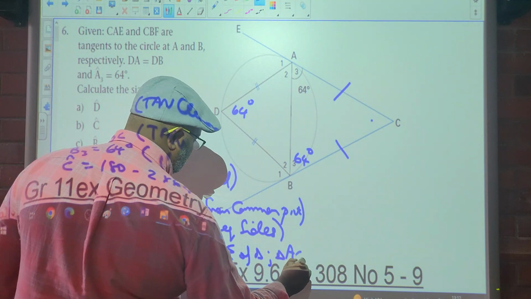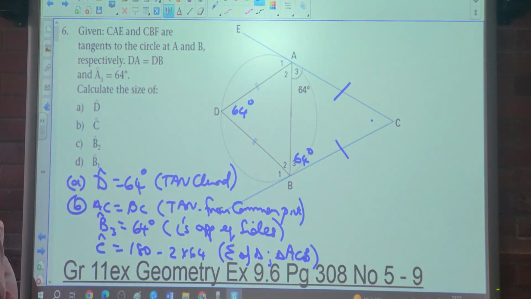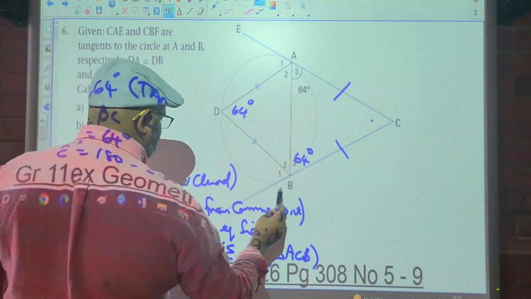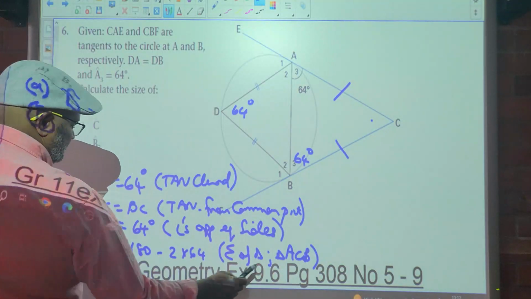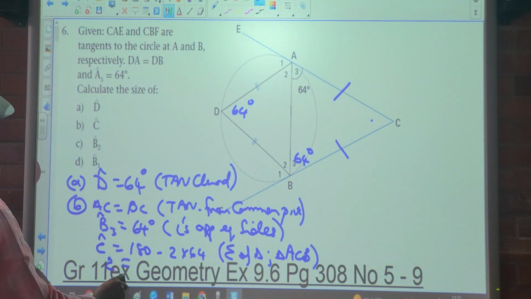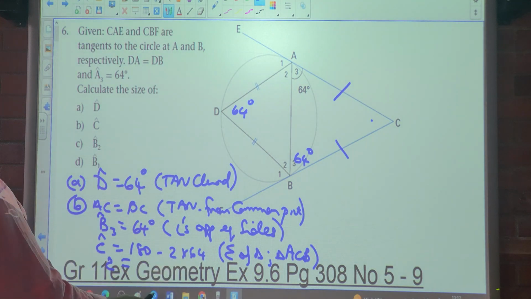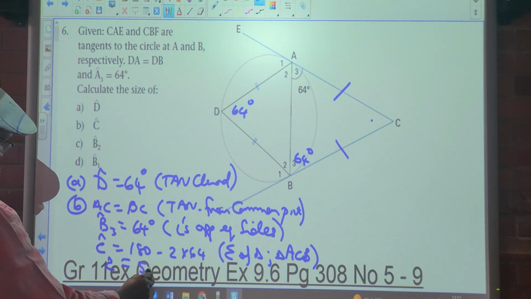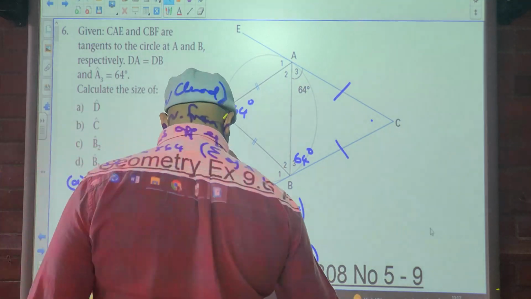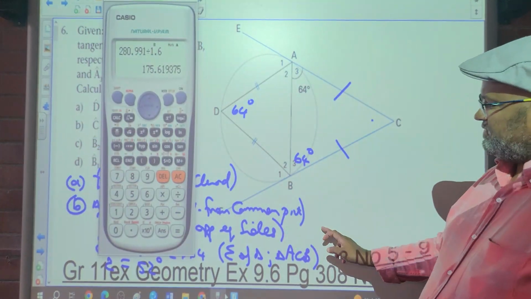Sum of angles in a triangle, and this is triangle ACB. I don't have to say that part. So angle C works out to be, that's 128, so it's 52. So check if 52 is correct. Huh? Yes, okay.